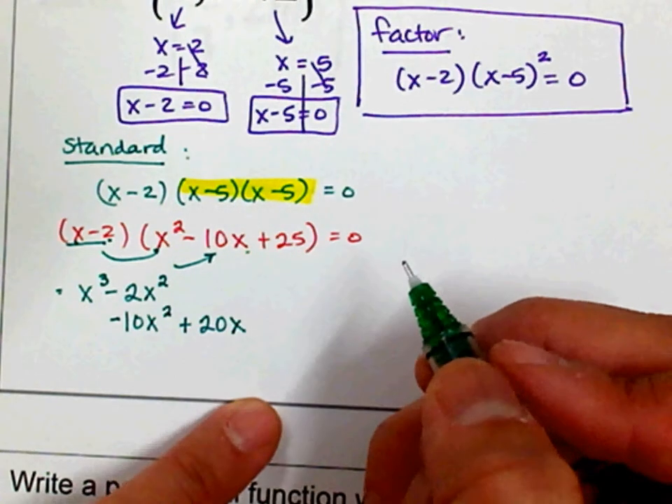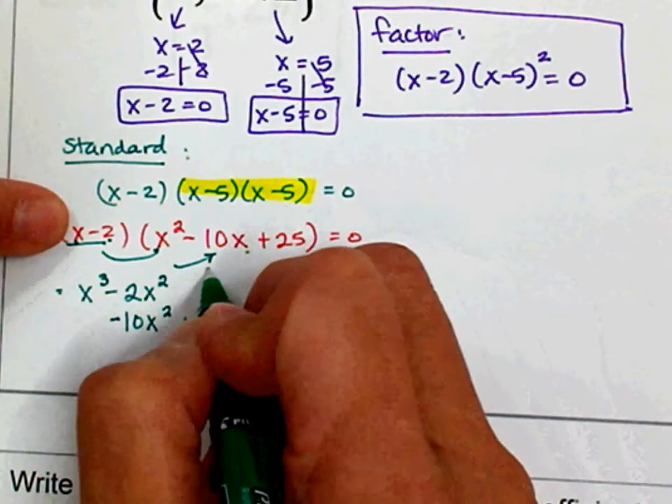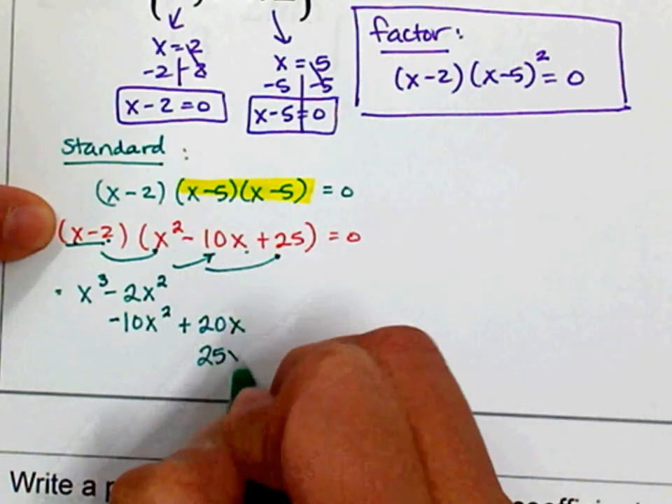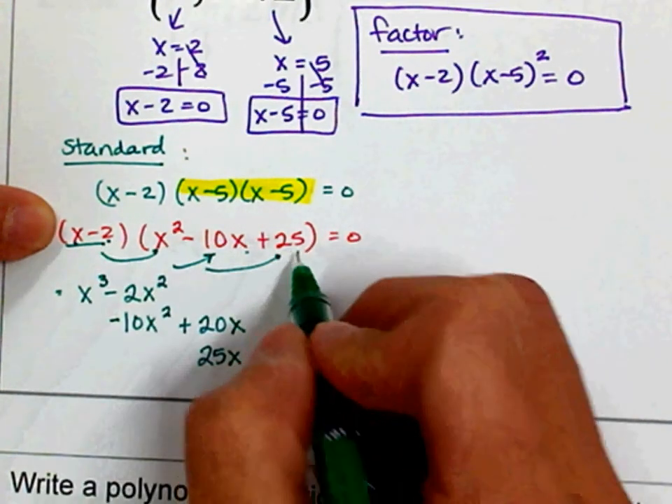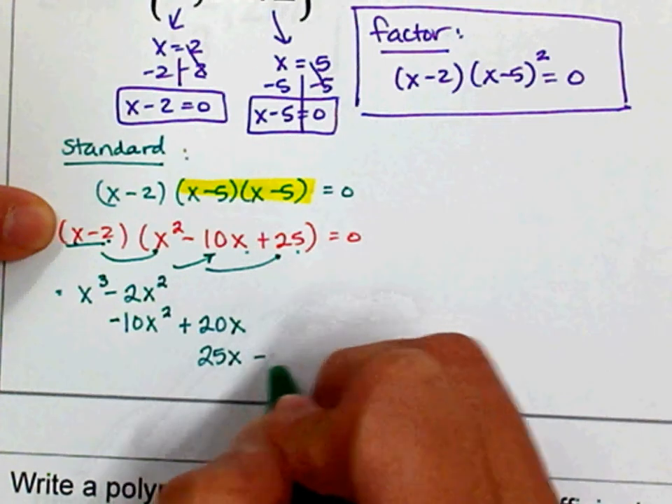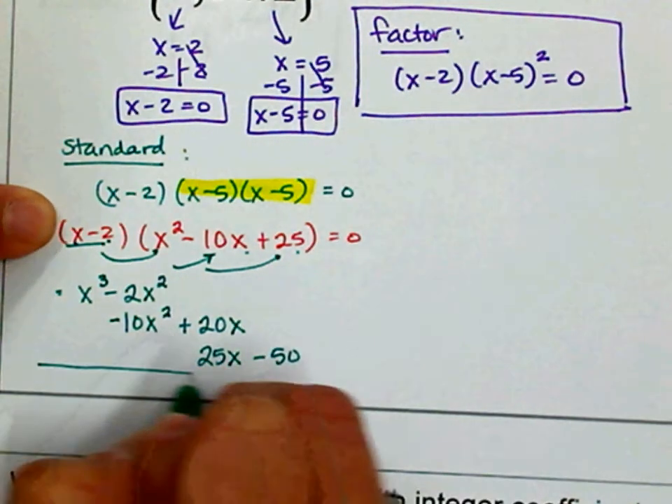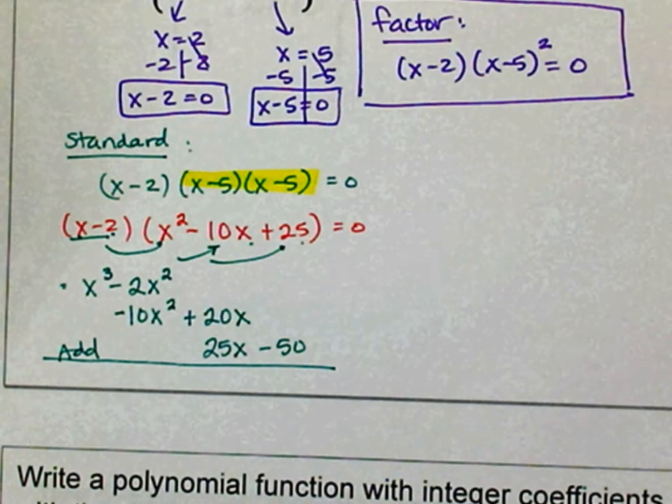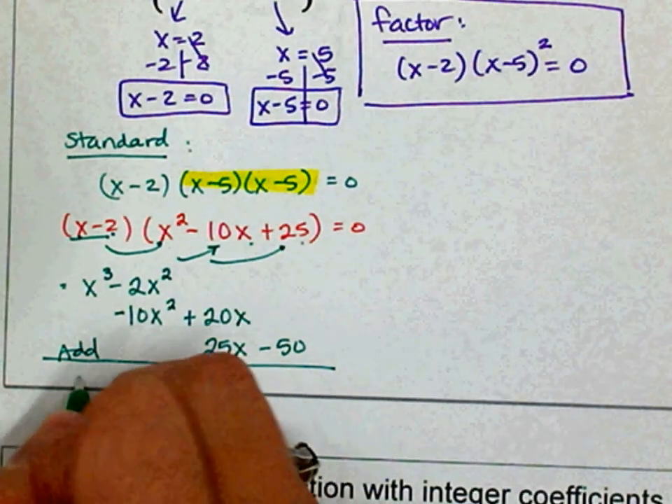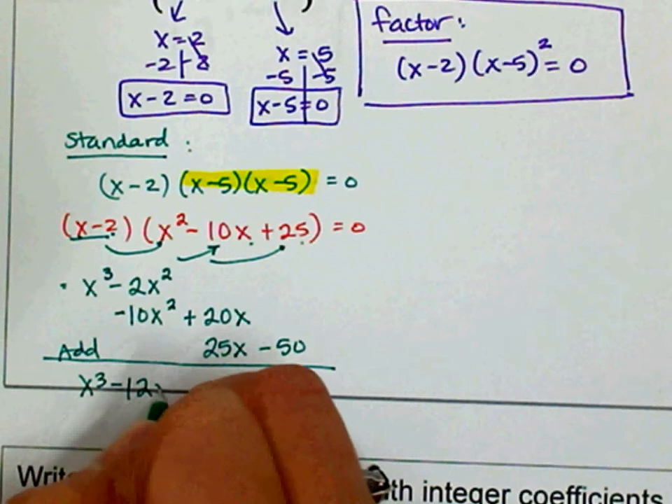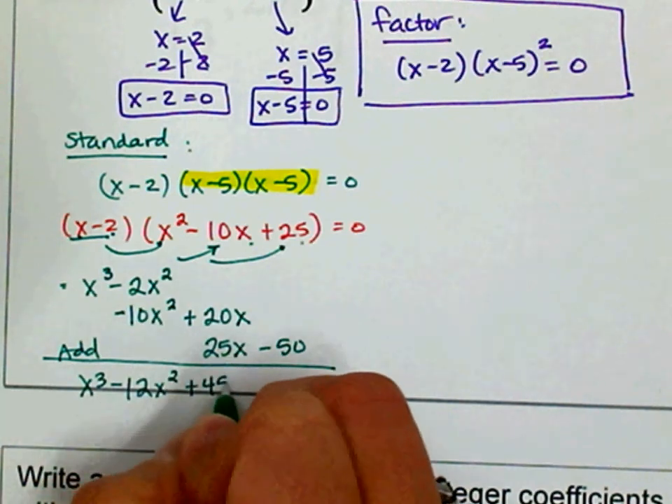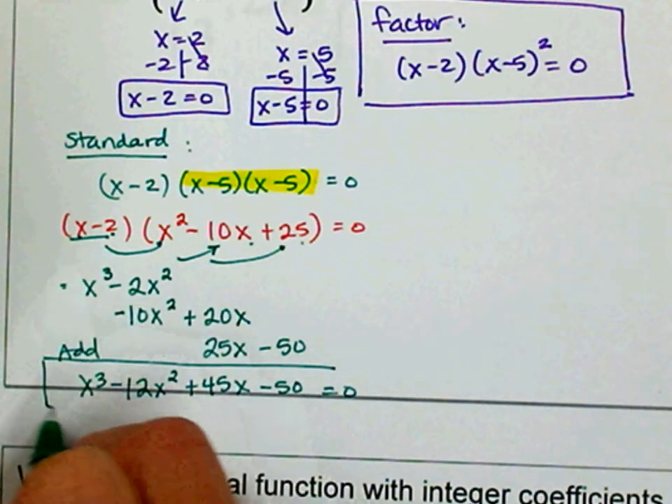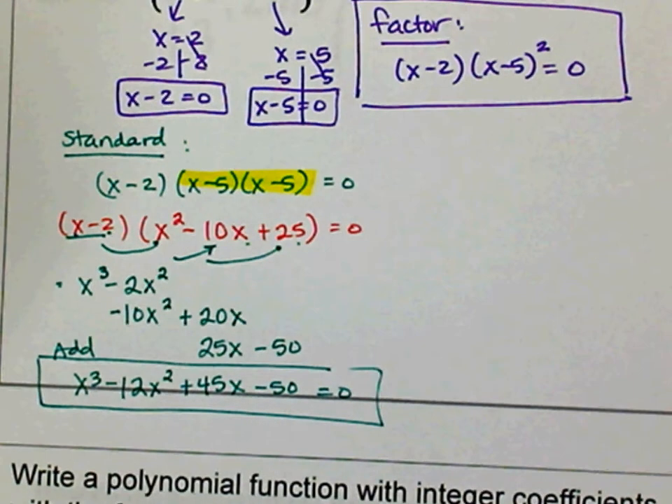Okay? And then you got 25. X times 25 is 25x. Negative 2 times 25 is negative 50. Can you guys now just add it up? Okay? X to the third minus 12x squared plus 45x minus 50 is equal to 0. And there you have your standard form. Any questions so far?